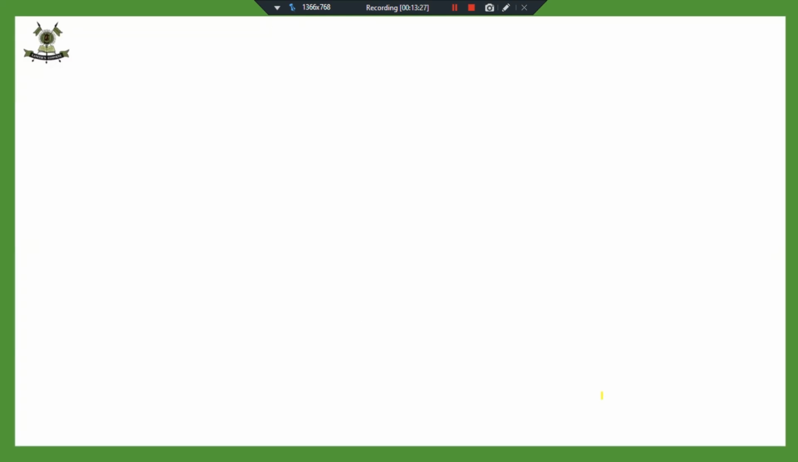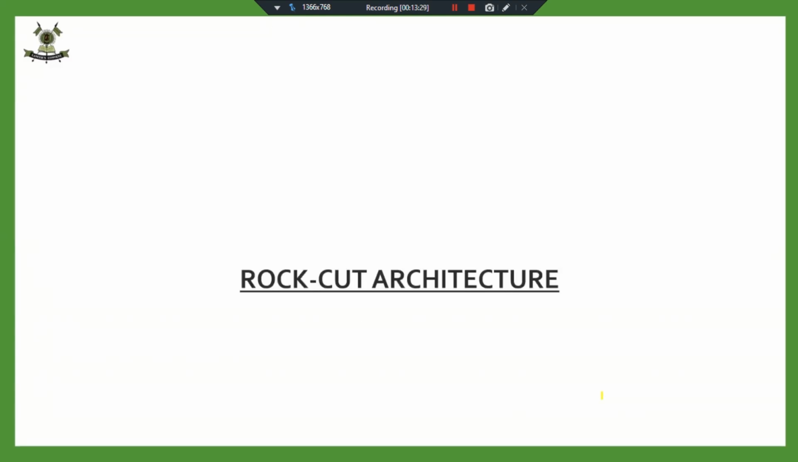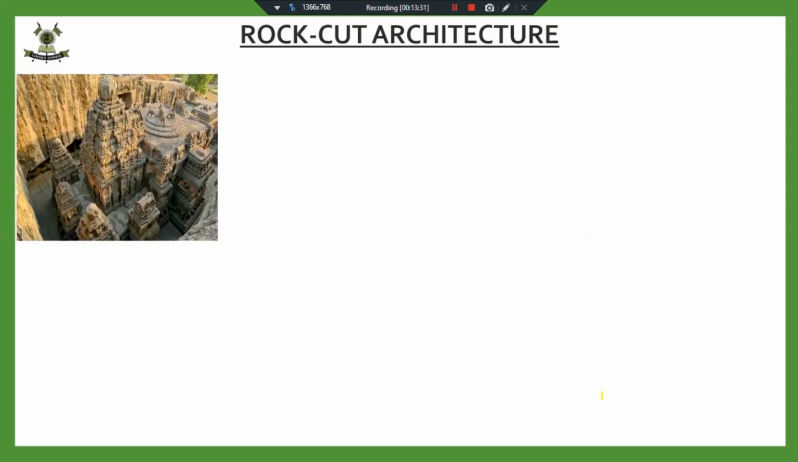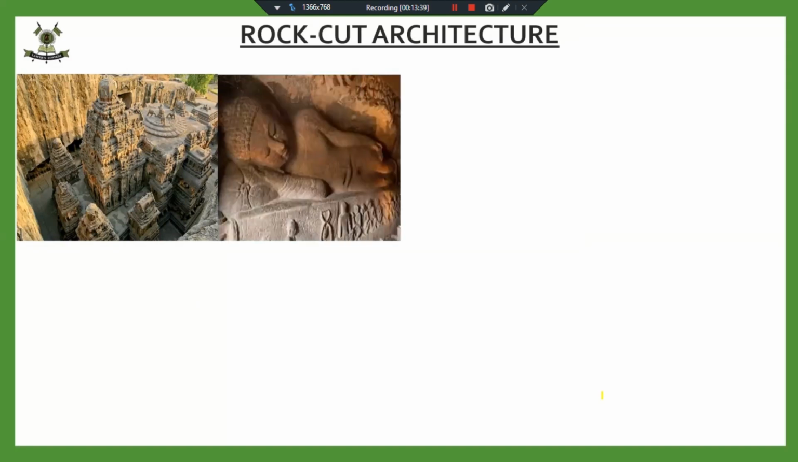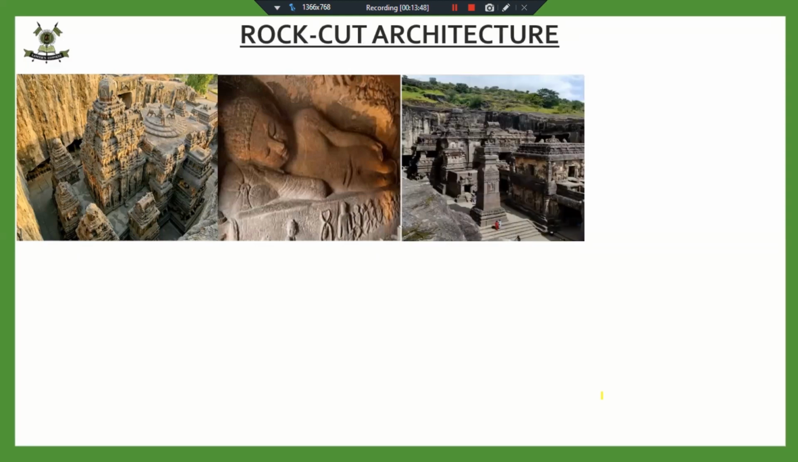Then another marvelous piece, rock cut architecture. Again, a wonder, a mystery. How could these people create something out of one single rock? A huge rock was made hollow, and inside that these temples were created, which are known as rock cut temples. Your Ajanta and Ellora caves in Aurangabad in Maharashtra.